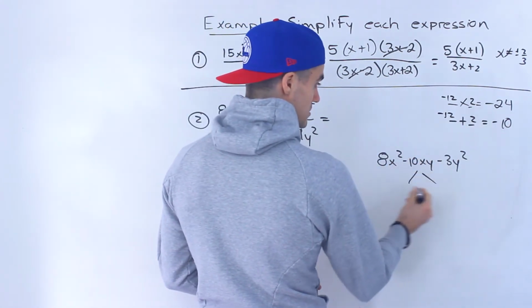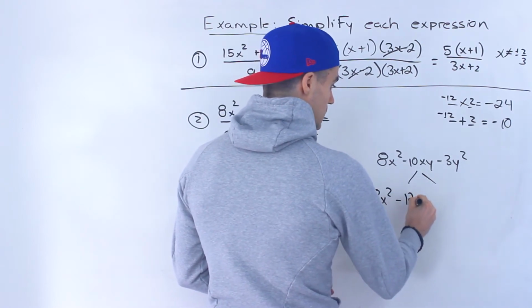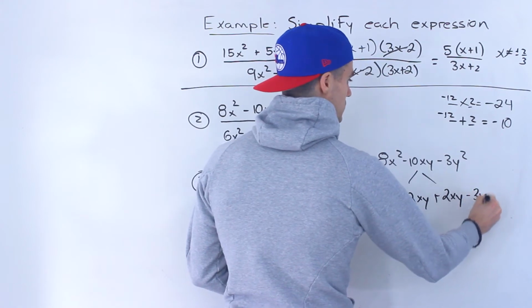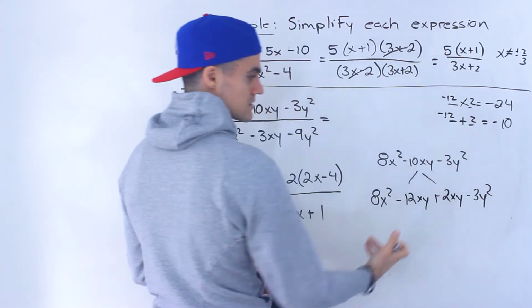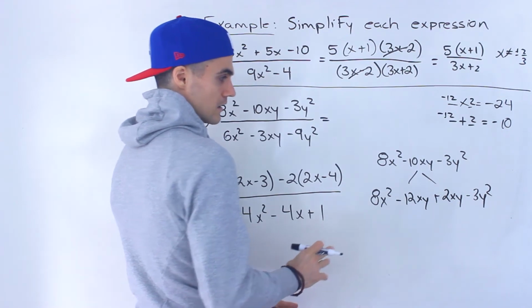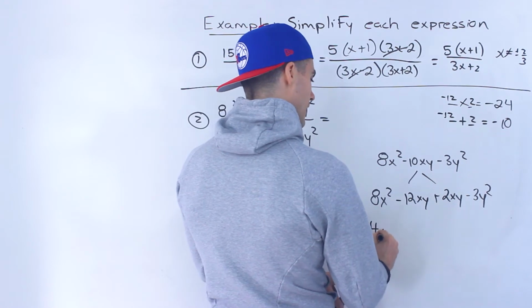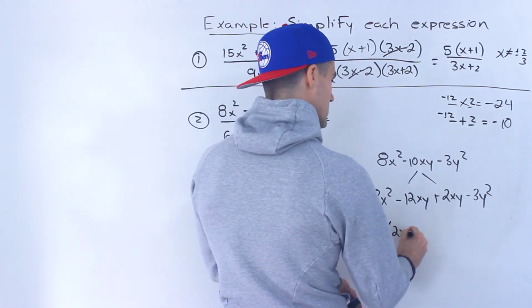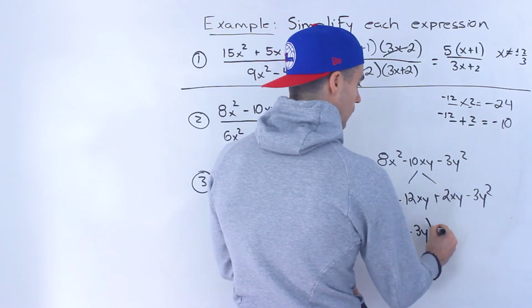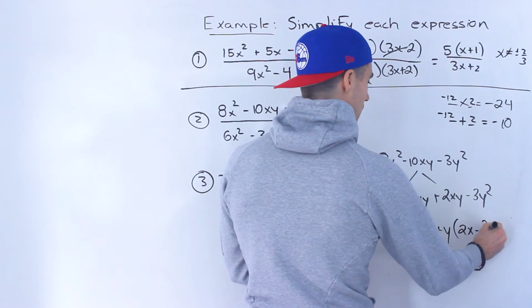So we would decompose this negative 10xy into negative 12xy plus 2xy minus 3y squared. It doesn't matter which order you put these two in, you're going to end up getting the same final answer anyway. Then we factor by grouping. Out of these two, we could take out a 4x, so this would be 2x minus 3y, like that. And then from these two, we could take out a y, so we would be left with 2x minus 3y.